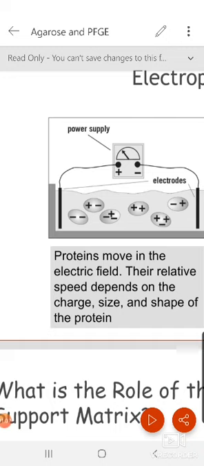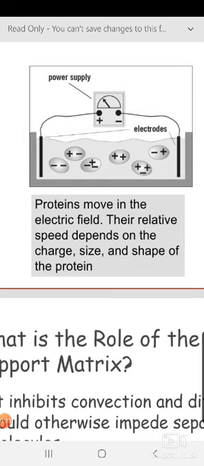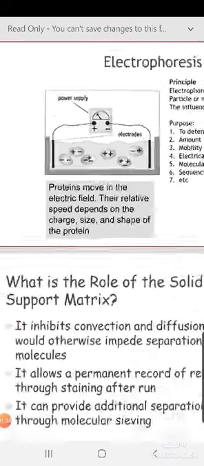Once the power supply is on, they will migrate depending on their charge. Positively charged particles will migrate to the negative electrode, and negatively charged particles will move to the positive electrode. The relative speed depends on their charge, size, and shape of the molecule, and you have already studied how the different factors can influence this migration.